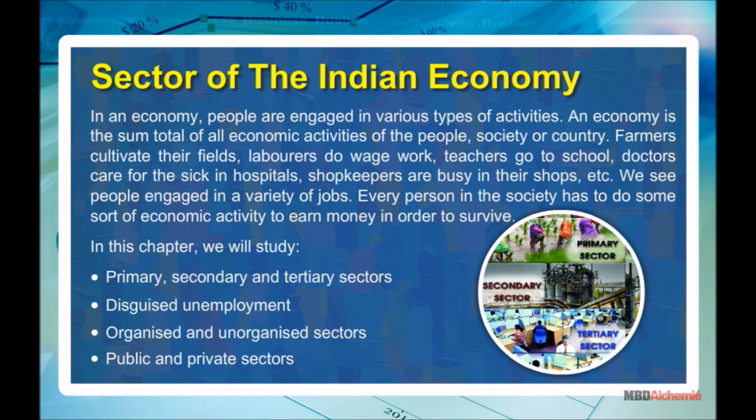Every person in the society has to do some sort of economic activity to earn money in order to survive. An economic activity is that activity which enables a person to generate income. On the other hand, a non-economic activity is that activity which does not give any income to a person. In this chapter, we will study primary, secondary and tertiary sectors, disguised unemployment, organized and unorganized sectors, public and private sectors.